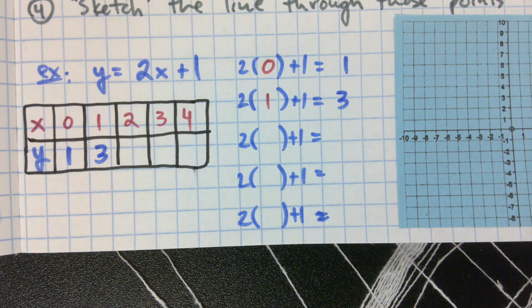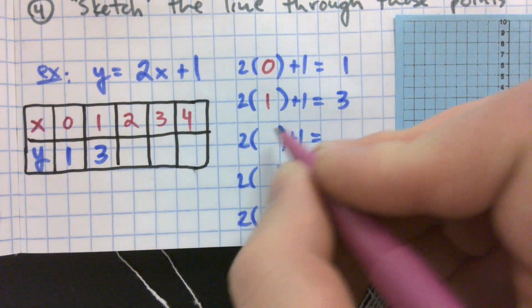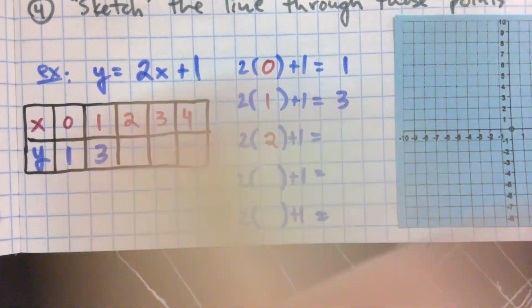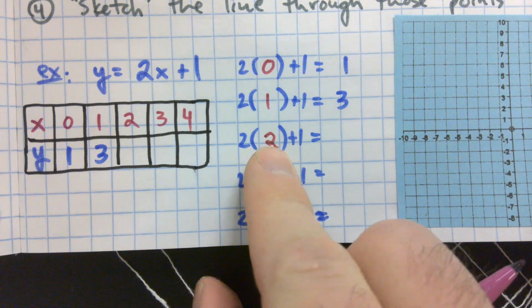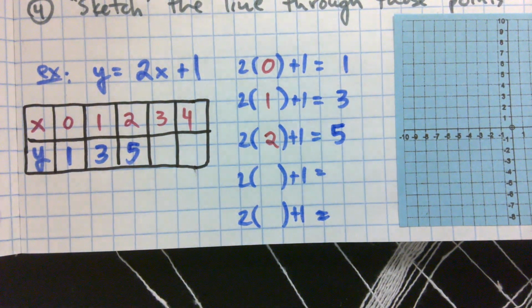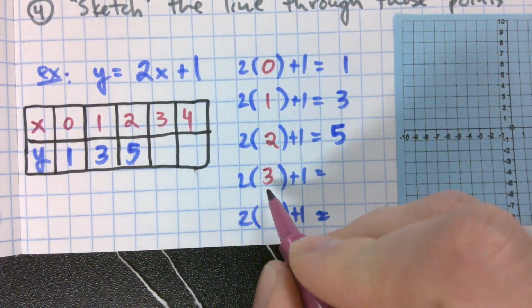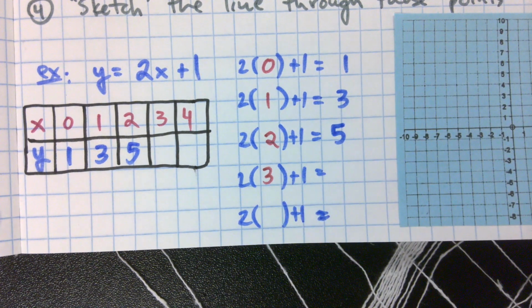What do I plug in next? Next we're going to plug in 2. 2 times 2 gives us 4, plus 1 equals 5. Start out with something nice and simple. Now we're going to plug in 3. 2 times 3 gives us 6, plus 1 gives us 7.